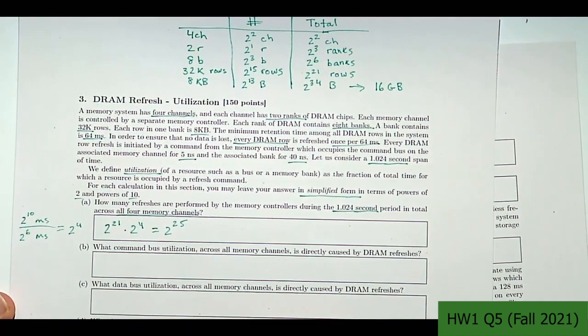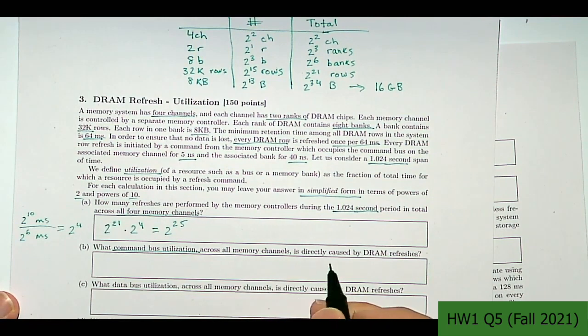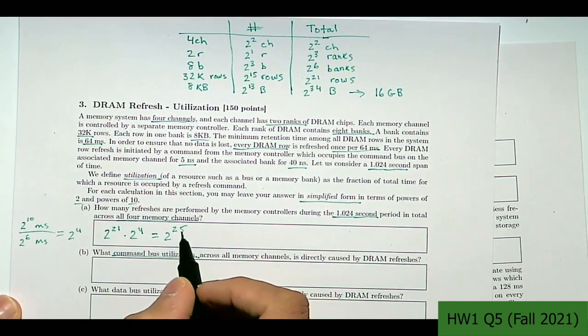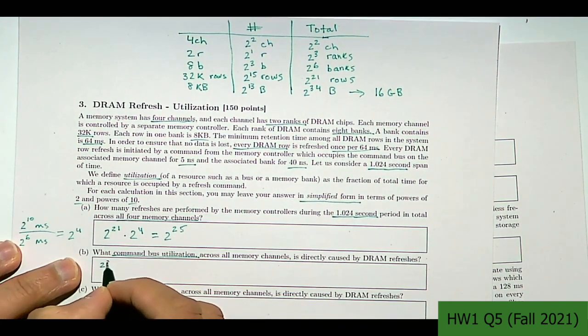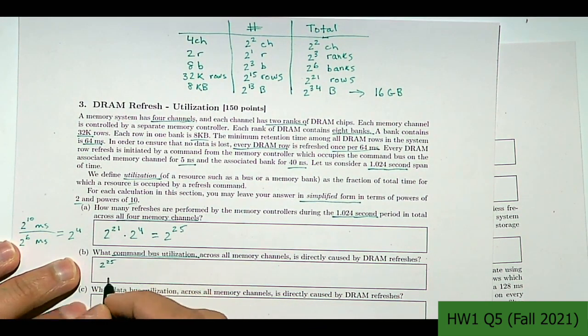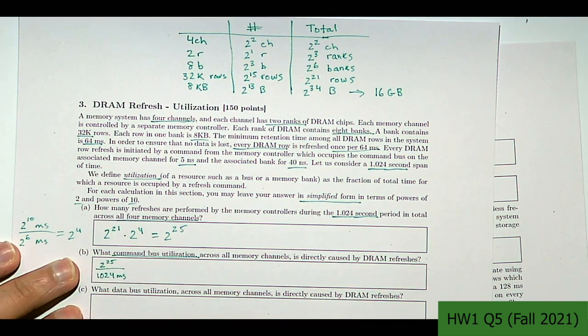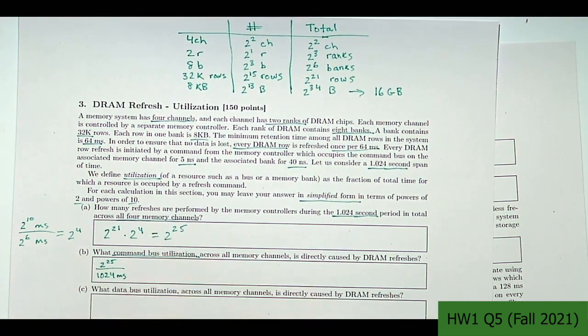So the second part asks, what command bus utilization across all the memory channels is directly caused by DRAM refreshes, right? So here, what we know from the first part is that we have 2 to the 25 refreshes in the entire system per 1024 milliseconds, right? Okay, that's clear. So this is what we've computed for the first part. And so now we're asking about the command bus utilization, right?